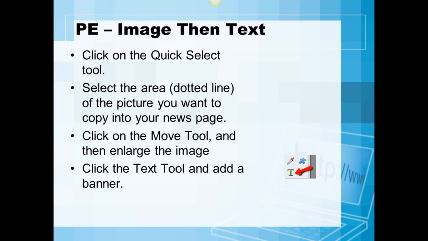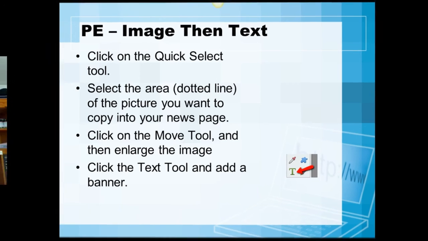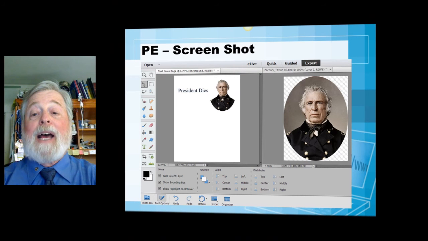Next, click on the text tool and then add something like President Dies. So here we show that the picture that I had selected on the right of the president, and then I copied that to the news page and then added the text President Dies. Now here we could add more text to this or more pictures like a flag, something like that. But this is just the start of trying to set up a new news page.